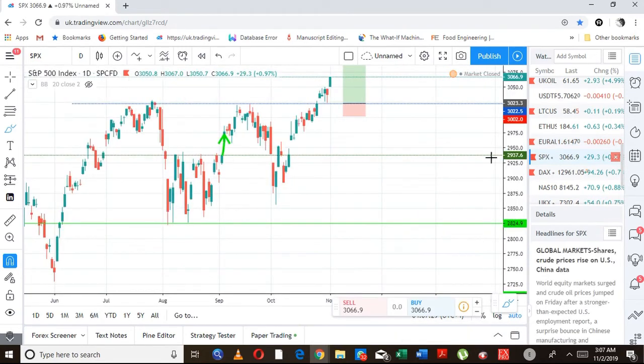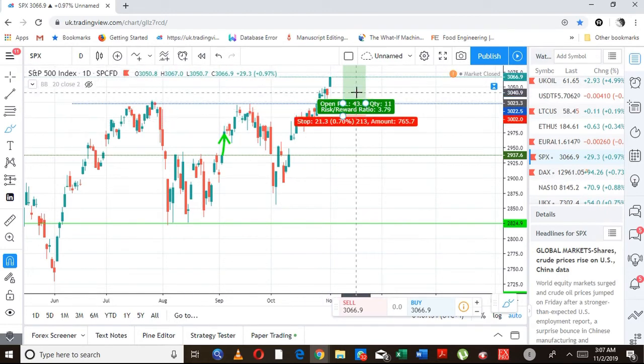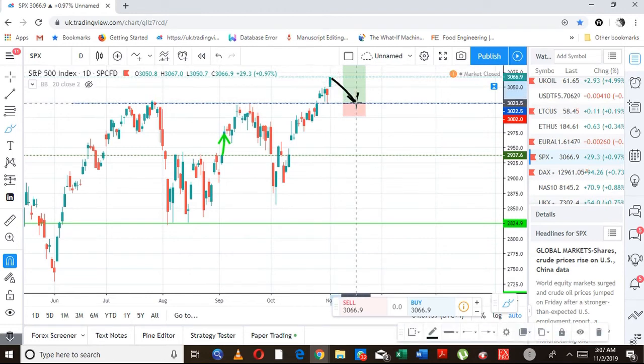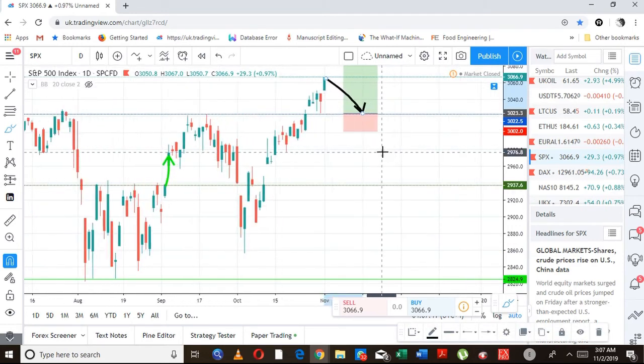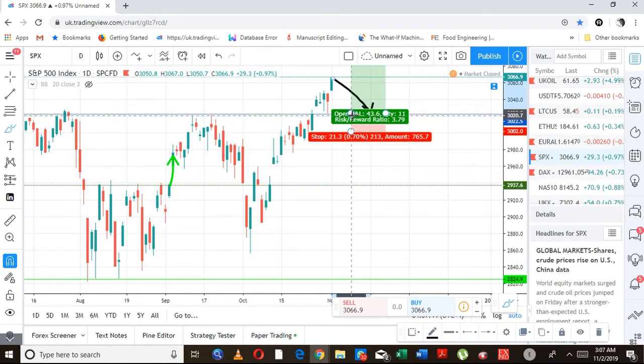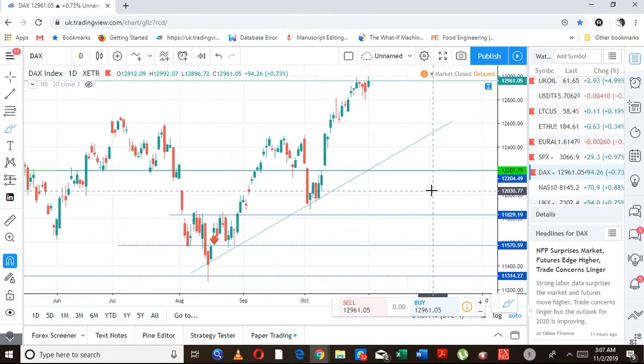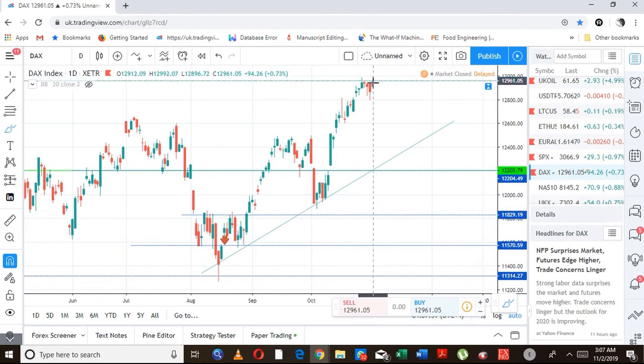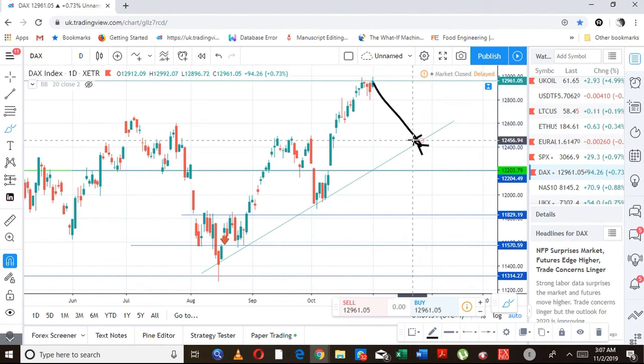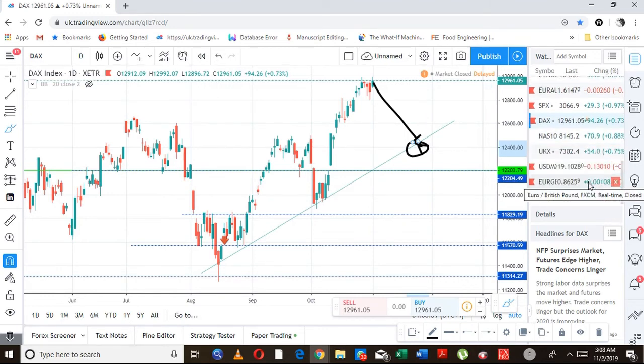We're moving to SPX. SPX is the S&P 500 index, and for the S&P 500, I want to see a pullback on that support area. Now I'm going to look for my buy opportunity with a risk reward ratio of 3.79. Next trade is DAX. I want to see the DAX pull back all the way down here, and here I'm going to look for my buy opportunity for the DAX.